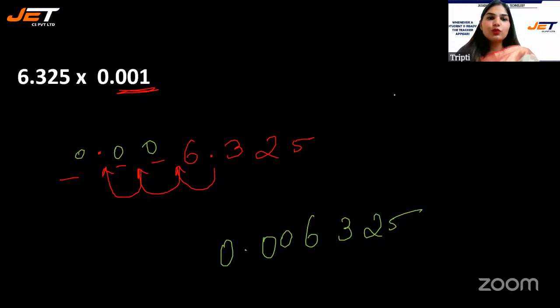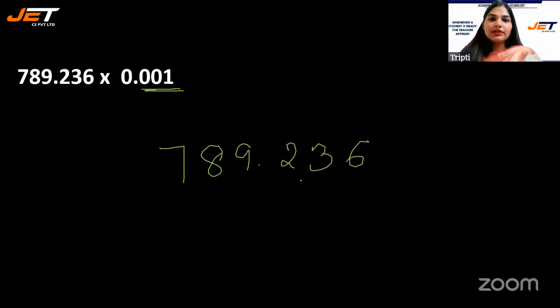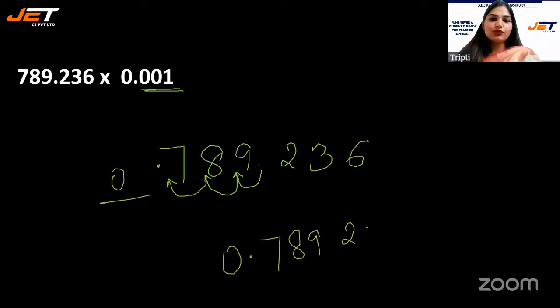Now moving on to one more last question. The same way, three decimal places shifted three times to the left side. It's 789.236. Shifted to the left side, three times. 1, 2, 3. Putting a decimal. Now this place is empty. I'll just put 0. It is 0.789236.